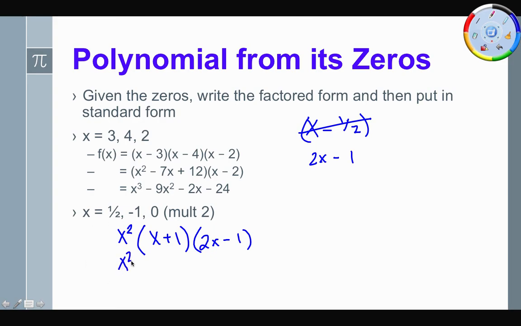And I want to FOIL the first two pieces first. So x times 2x gets 2x squared. I get a plus 2x and a minus x, which gets me a plus 1x. And then 1 times -1 is a -1. And then I can distribute the x squared. And I get 2x to the 4th, which is x squared times 2x squared. X squared times x, which is a plus x cubed. And x squared times -1, which is a minus x squared. And there we have standard form for a polynomial given the zeros.